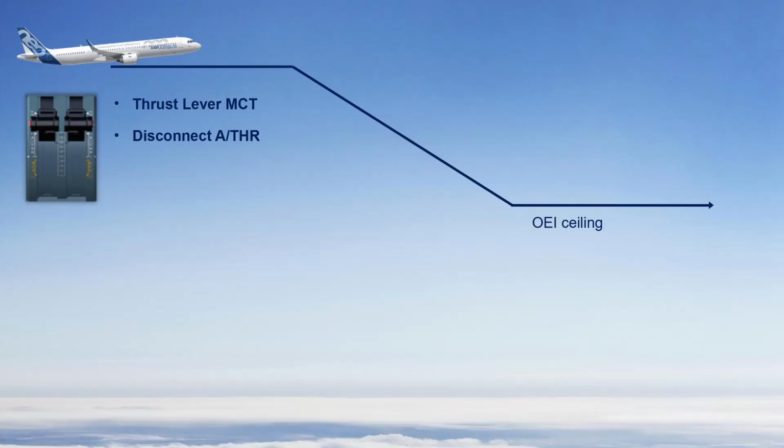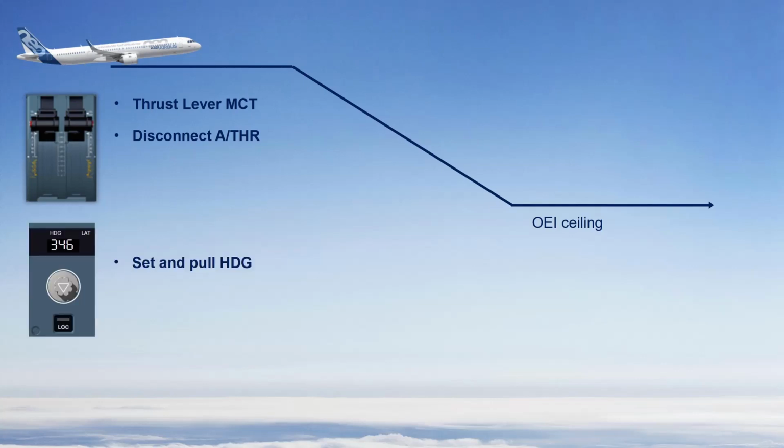Now let us take a look at the different steps to apply in the event of an engine failure in cruise. In this situation, you must apply the following actions. Set all thrust levers to MCT. Disconnect the autothrust to avoid any engine or engines thrust reduction at the engagement of the descent mode. Set and pull heading as appropriate to ensure a safe trajectory. Determine the engine out ceiling that corresponds to the strategy that is considered. When appropriate, notify ATC.